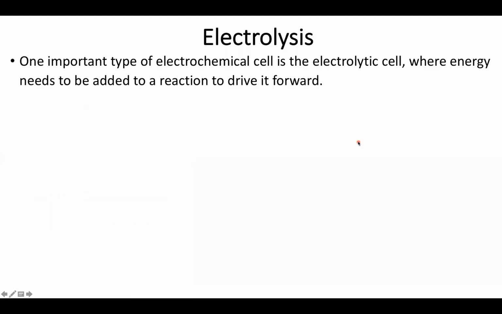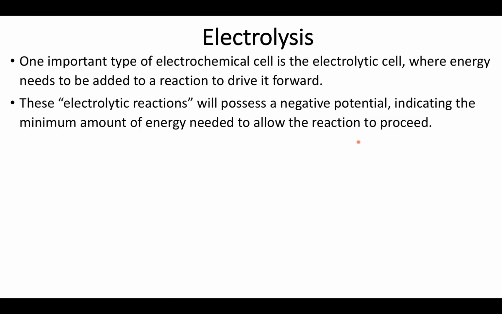So these are essentially driven through what are called electrolytic cells. These are going to be cells where instead of getting energy out, we have to put energy in to make the reaction happen. So most of these electrolytic cells will possess a negative potential. This negative potential will indicate the minimum amount of energy needed to drive the reaction forward.